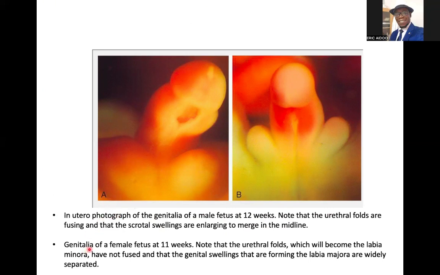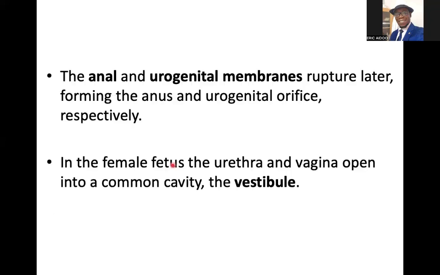So the genitalia of a female fetus at 11 weeks, note that the urethral folds, which will become the labia minora, have not fused yet. So these ones have not yet fused, unlike here that's almost fused completely. They have not fused, and that genital swelling that forms the labia majora are widely separated. So you can see this one is going to form the labia majora. They are widely separated compared to that of the male, which are trying to close up and join each other, to form the scrotum.